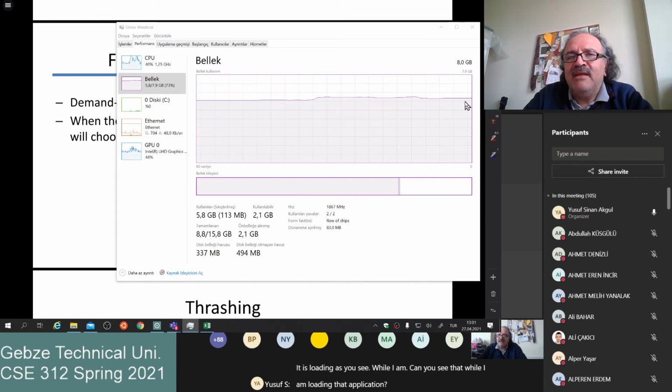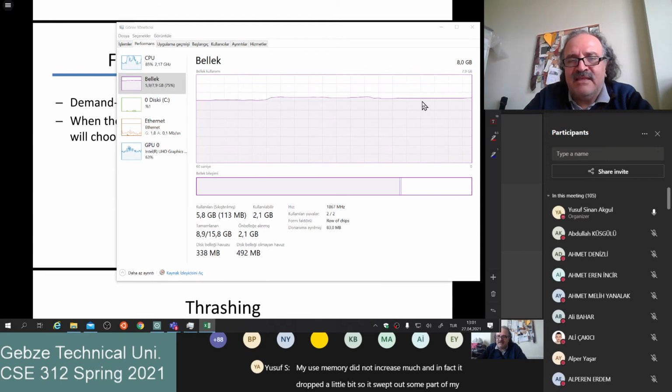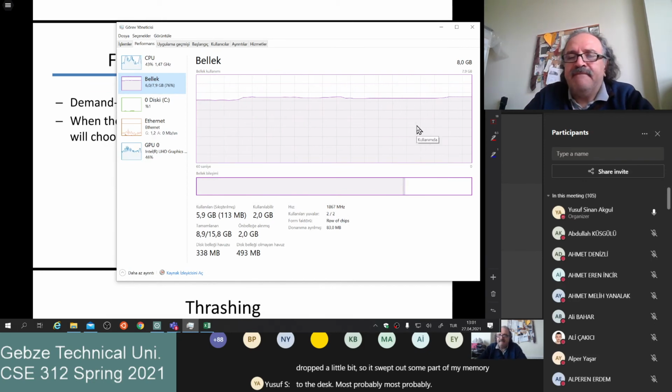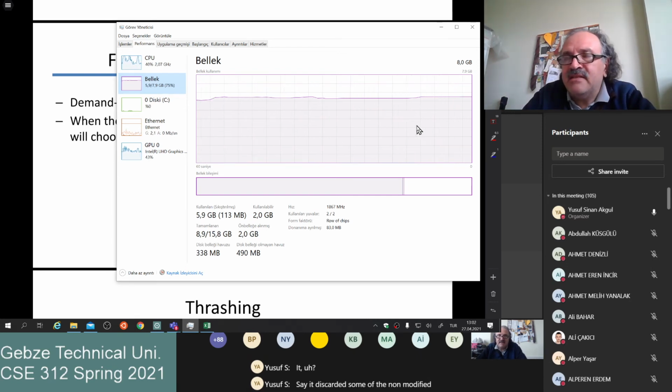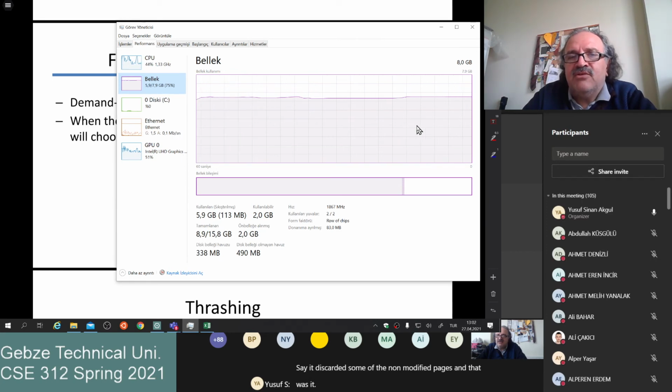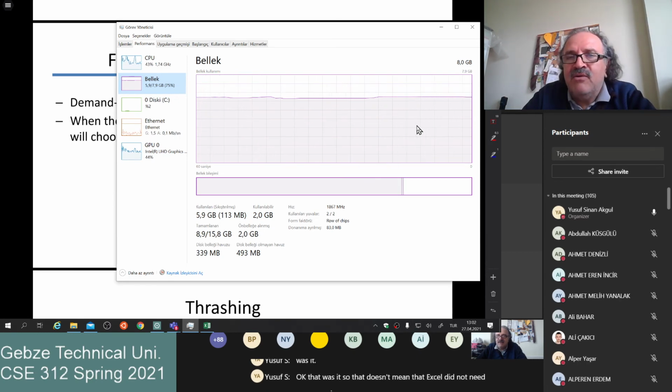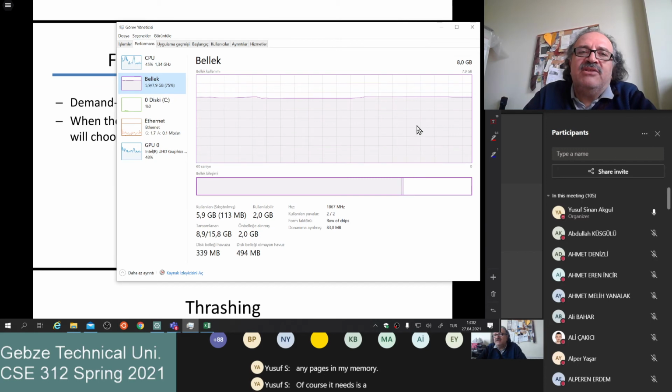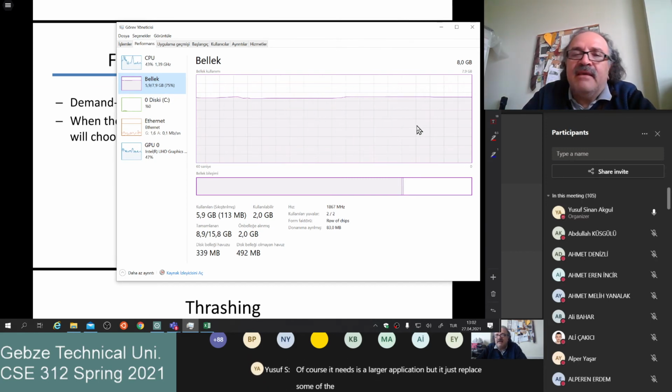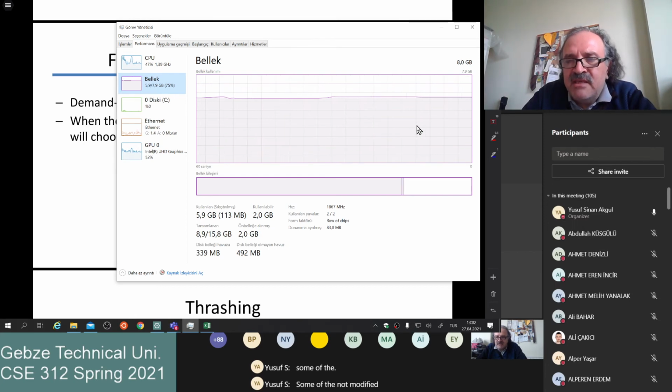my used memory did not increase much, and in fact it dropped a little bit. So it swapped out some part of my memory to the disk. Most probably it discarded some of the non-modified pages, and that was it. That doesn't mean that Excel did not need any pages in my memory. Of course it needs them, it's a large application, but it just replaced some of the non-modified pages with the Excel pages. So that's what's happening in this case.